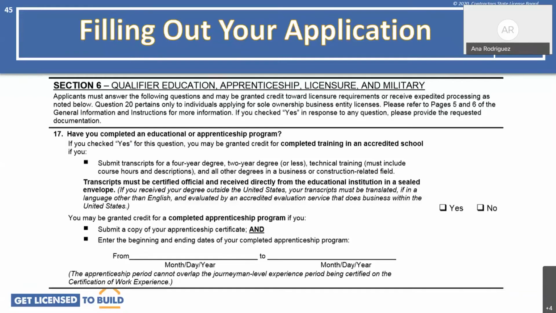CSLB may grant you up to 3 years of credit based on your education. The credit is not given on a year-to-year basis, meaning if you have a 2-year college degree, you won't necessarily be granted 2 years of credit towards the experience requirement. You may qualify for this credit regardless of when you completed your education. The 10-year time frame does not apply to education. You may also apply for this credit even if your education was received out of the country. If your degree is in any other language other than English, it must be translated.